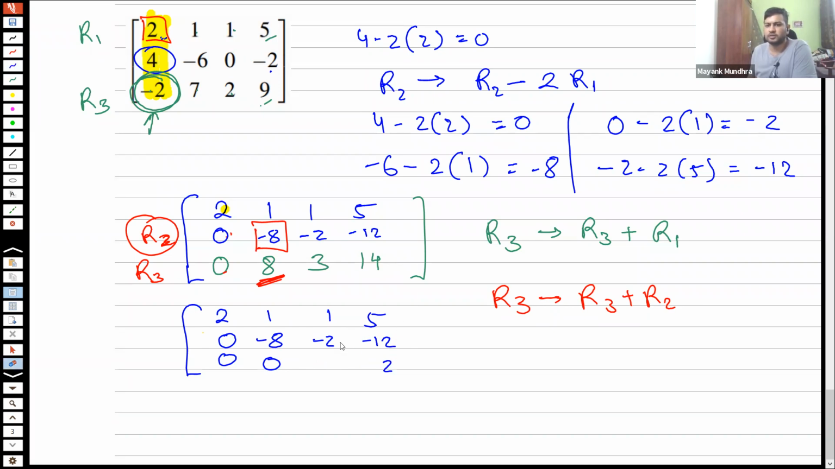Row 3 plus row 2. This is 1, this is 2. Okay. So this is the echelon form. This is the echelon or triangular form of the matrix. Now, how do I derive the solutions from this?